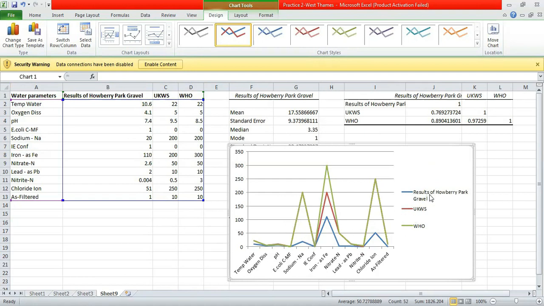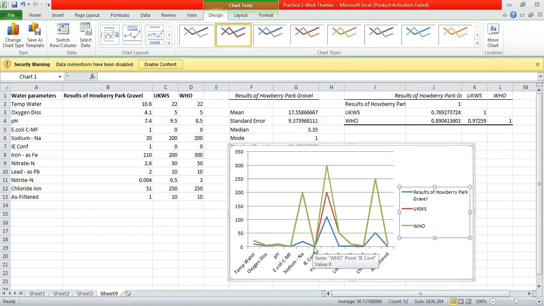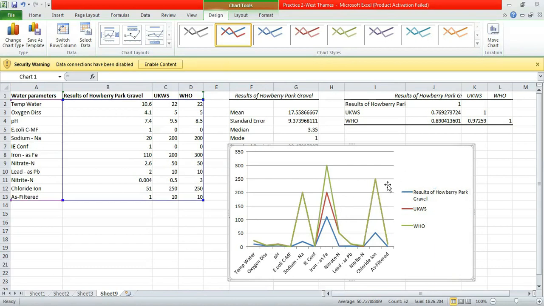And we have here the result of Howberry in blue, and we see where it coincides. It shows that it meets the standard of WHO or UK. So you see, when it comes down, it's lower than the set guideline for WHO and UK. You see, so this is a very good representation, and the main basis is just about how we could correlate it.